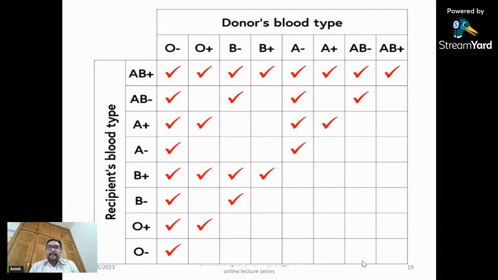So in the ABO blood grouping system, the blood group can be A or B or AB or O. And with the presence or absence of the Rh antigen, it can be positive or negative. So we have to understand this important clinical implication of blood group antigens. Blood grouping refers to finding out the blood group of the individual.